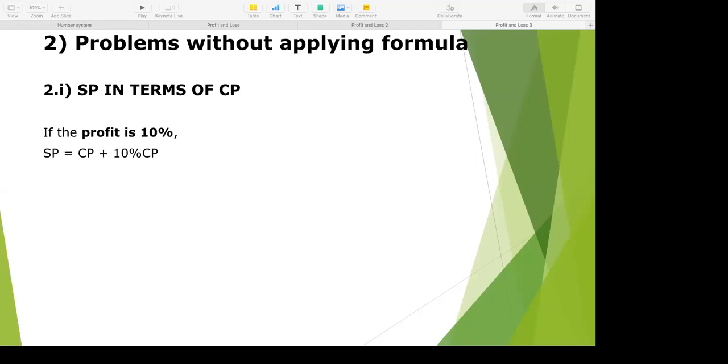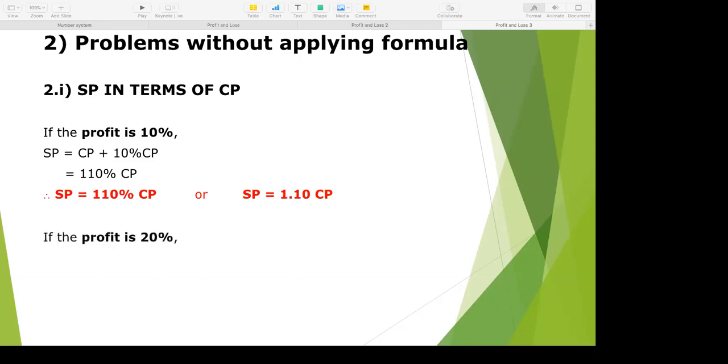So if the profit given is 10%, I can directly write down that the selling price will be 110% of the cost price. And if you want to remove that percentage sign, you divide it by 100. So 110 by 100 will give you 1.1. So the next time you come across a statement which says the profit is 10%, you should be capable of directly writing SP as 110% of the cost price.